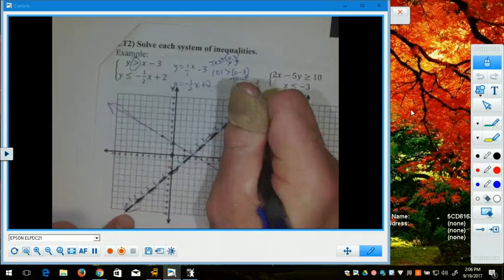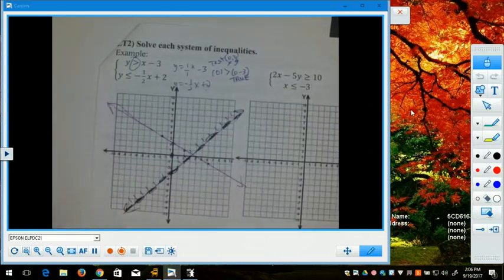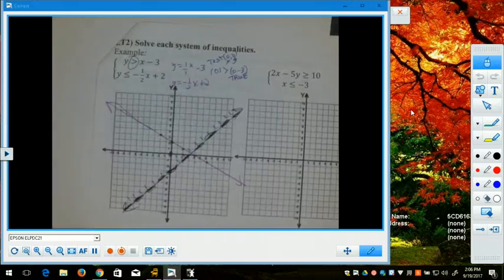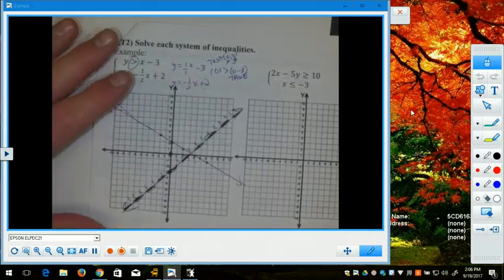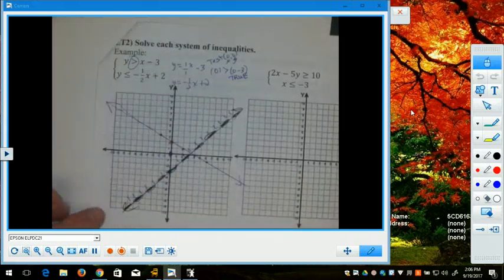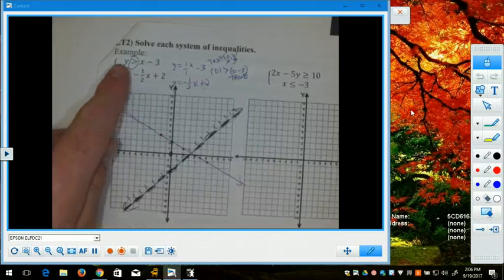Just going to indicate that by going up a little bit. I'm not actually going to shade it over yet. I would shade it, but what we're going to be looking for, well, you'll see that in just a second. So that point and all the points on that side of the blue line are true for that inequality.